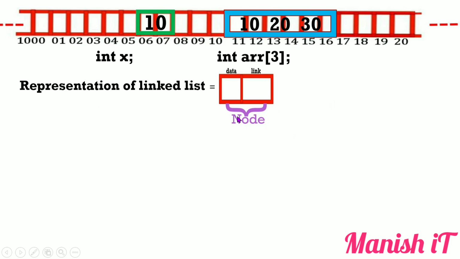So why am I saying this? Because it has two parts, a data part and a link part, and it is separated by another block. So that's why we can say it simply looks like a node.